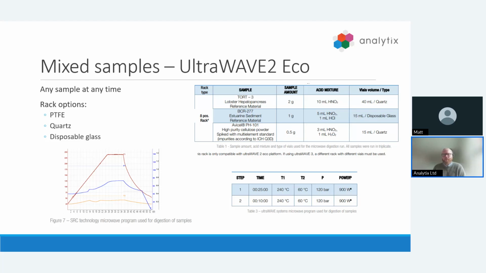And the test described here can be performed on both the Ultrawave 2 Eco and the Ultrawave 3. And here, an 8-position rack was used with those mixed vials, but there are a number of different options for rack capacity available for both models of Ultrawave. Table 3 shows the heating program, which is all controlled by a touchscreen. And here we can see there is a 25-minute ramp to 240 degrees and a 10-minute hold at 240. Once our digestion was complete, the samples were diluted up to 50 mLs with deionized water before analysis.